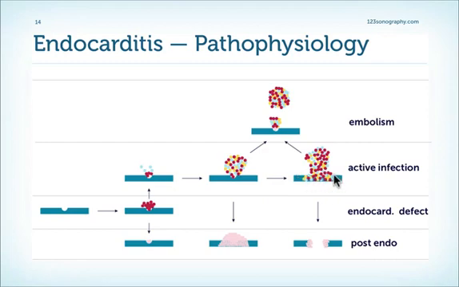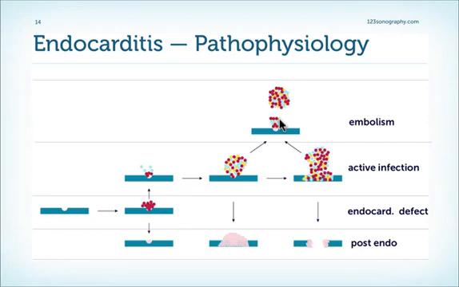causes severe complications. Such vegetations can grow and eventually they can embolize, either in the form of large emboli, which cause, for example, septic stroke, or microemboli, which, for example, cause Janeway lesions, hemorrhagic lesions on the soles and the palms.